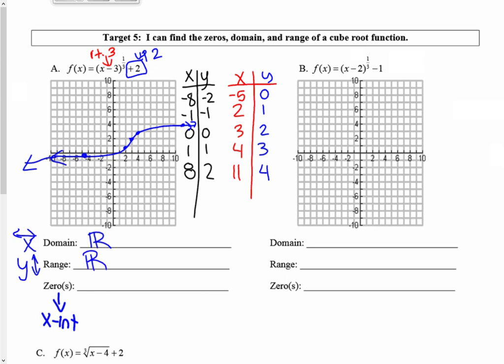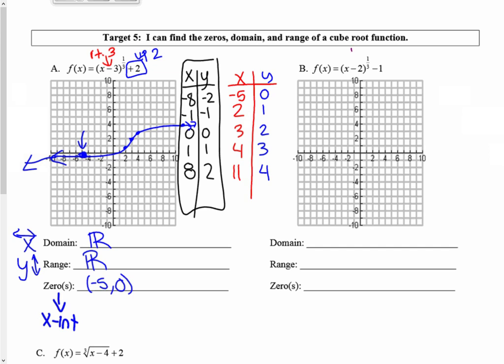Our zeros, we said, are our x-intercepts. We have our x-intercept right here at (-5, 0). So my zeros are at (-5, 0). So on B, again, I'm going to base my graph off of my parent function. I don't have much room over there to write, so I'm just going to use the one that I already have there.